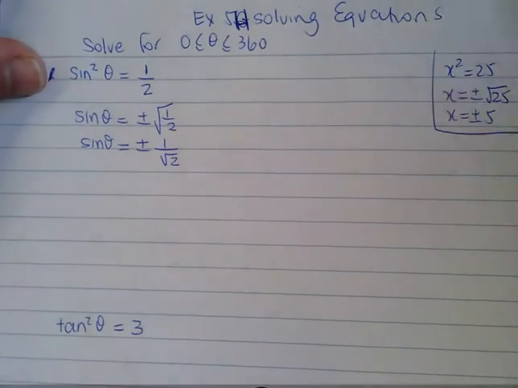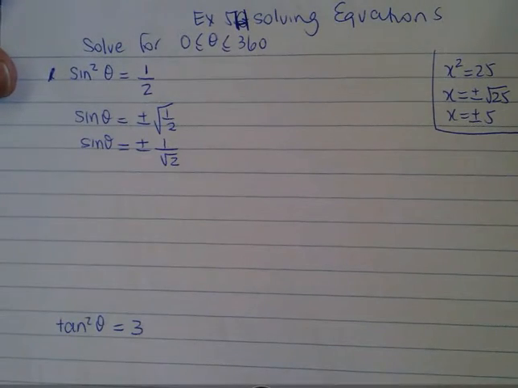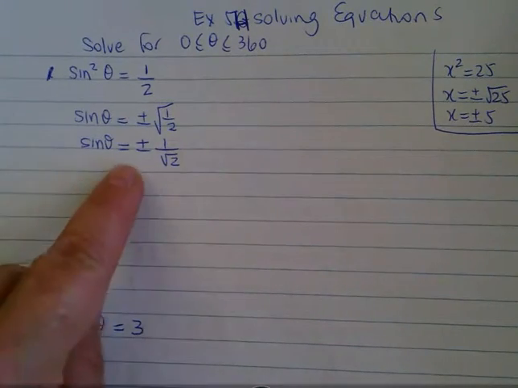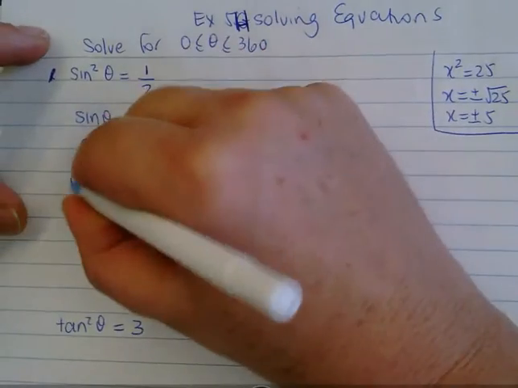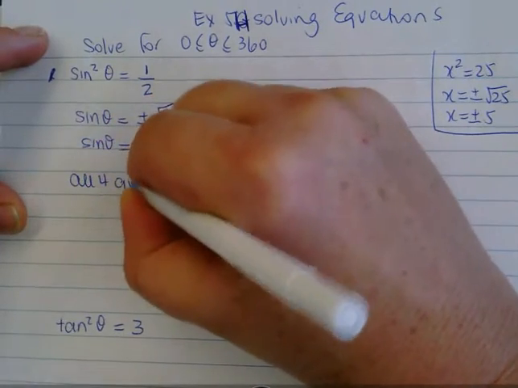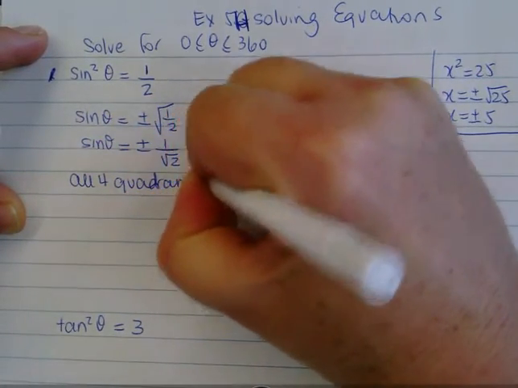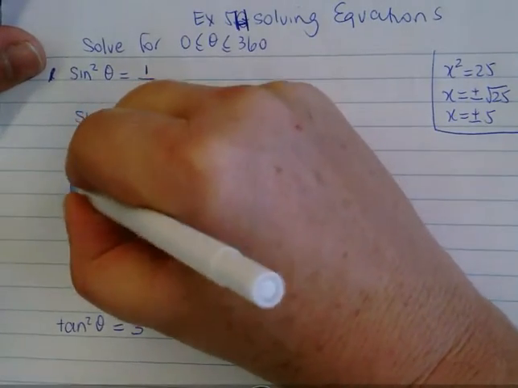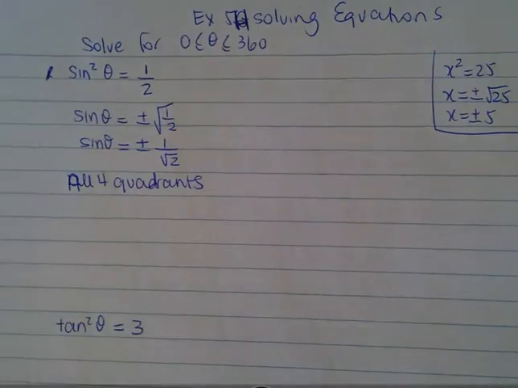Now, which quadrants are you in? Well, when sine is positive, you're in quadrant 1 and 2, and when sine is negative, you're in 3 and 4. So yes, all 4 quadrants. So with this type, you have to do all 4 quadrants, because sine is positive or sine is negative. That covers everything. Got it?